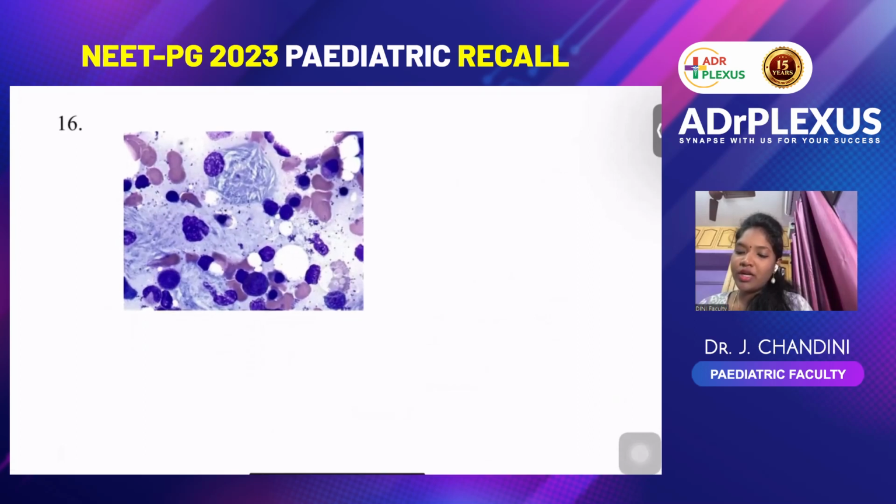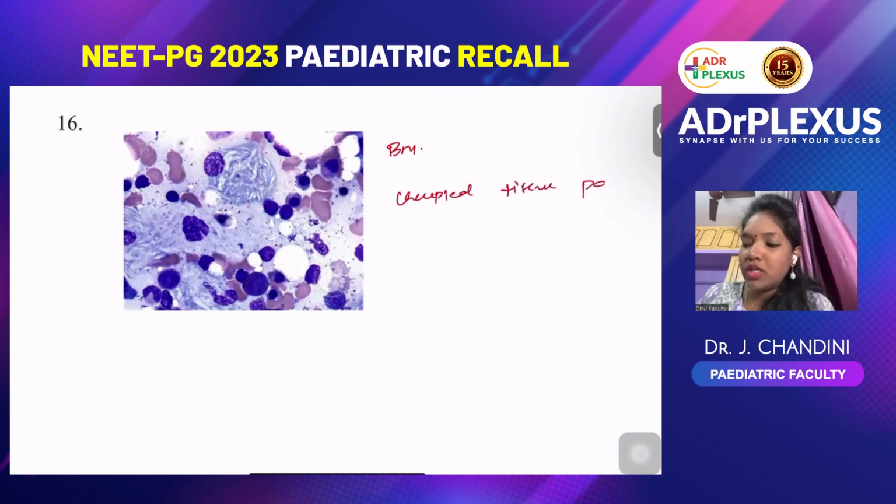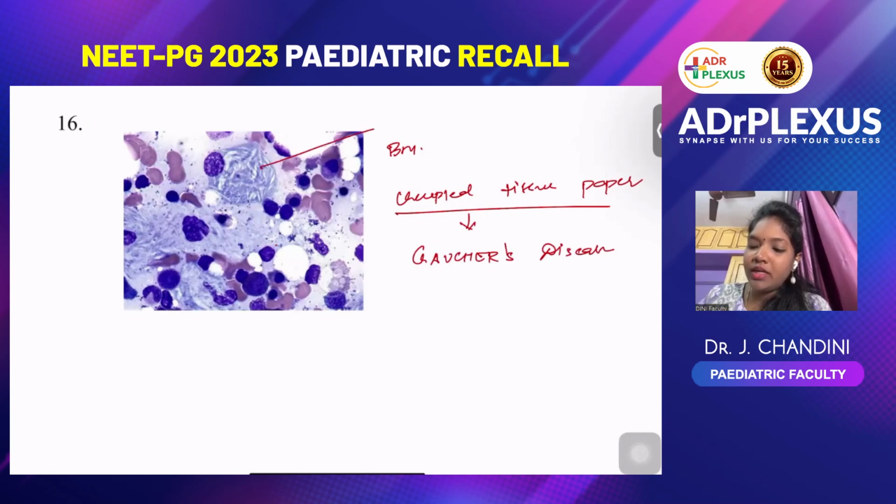The next question, they've given an image and they've asked which enzyme is deficient in this. So this is a bone marrow image, okay? If you see, can you see a structure here? This is nothing but a macrophage, but it looks like what? It looks like a crumpled tissue paper. If you crumple a tissue paper and see, no. So where do you see crumpled tissue paper in bone marrow biopsy? This condition is nothing but Gaucher's disease. These cells are nothing but Gaucher cells.